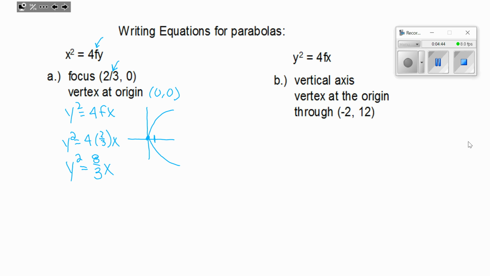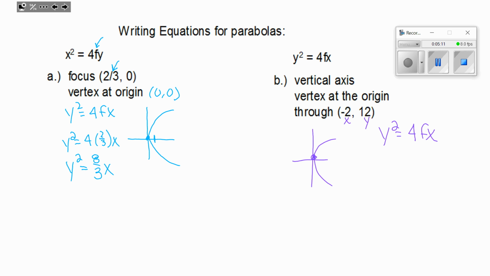All right, so the next one, it says vertical axis. That means it is oriented vertically like this. So automatically we would use the x squared equals 4fy equation. It tells us that it's at the origin, 0, 0. And then we have a point. This would be our x and y. So the first thing we do is plug that in to solve for f, so we have our equation.